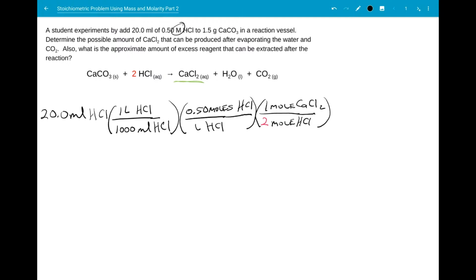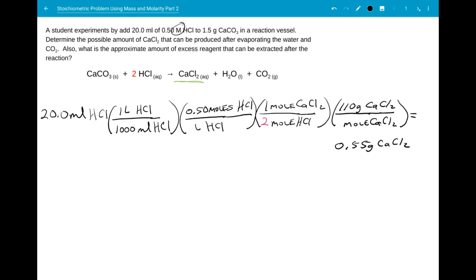I could stop right here at moles and find my limiting reagent and excess reagent, but I'm going to go to mass because we want to know the amount that's left over. So let's convert this to a mass, and whatever unit's up top, let's put it on the bottom. That came from the last video. It's 110, rounding, 110 grams of calcium chloride. So this gives me a value of 0.55 grams CaCl2. Now I can't stop here.